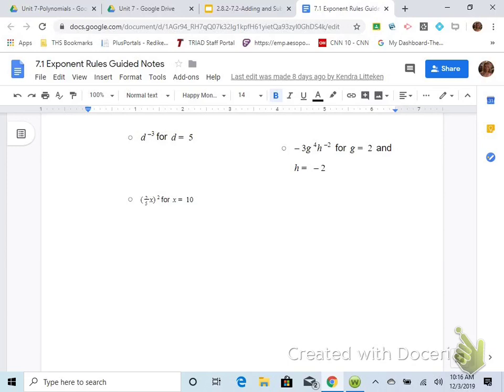So now I have d to the negative 3rd for when d equals 5. So what do I substitute in for d? 5. So then I have 5 to the negative 3rd. Okay? So you can't have a negative. How are you going to have to rewrite that? I'm going to cross the line and change the sign. So what am I going to change my sign to? Positive. Okay. Now, am I finished with this yet, though?